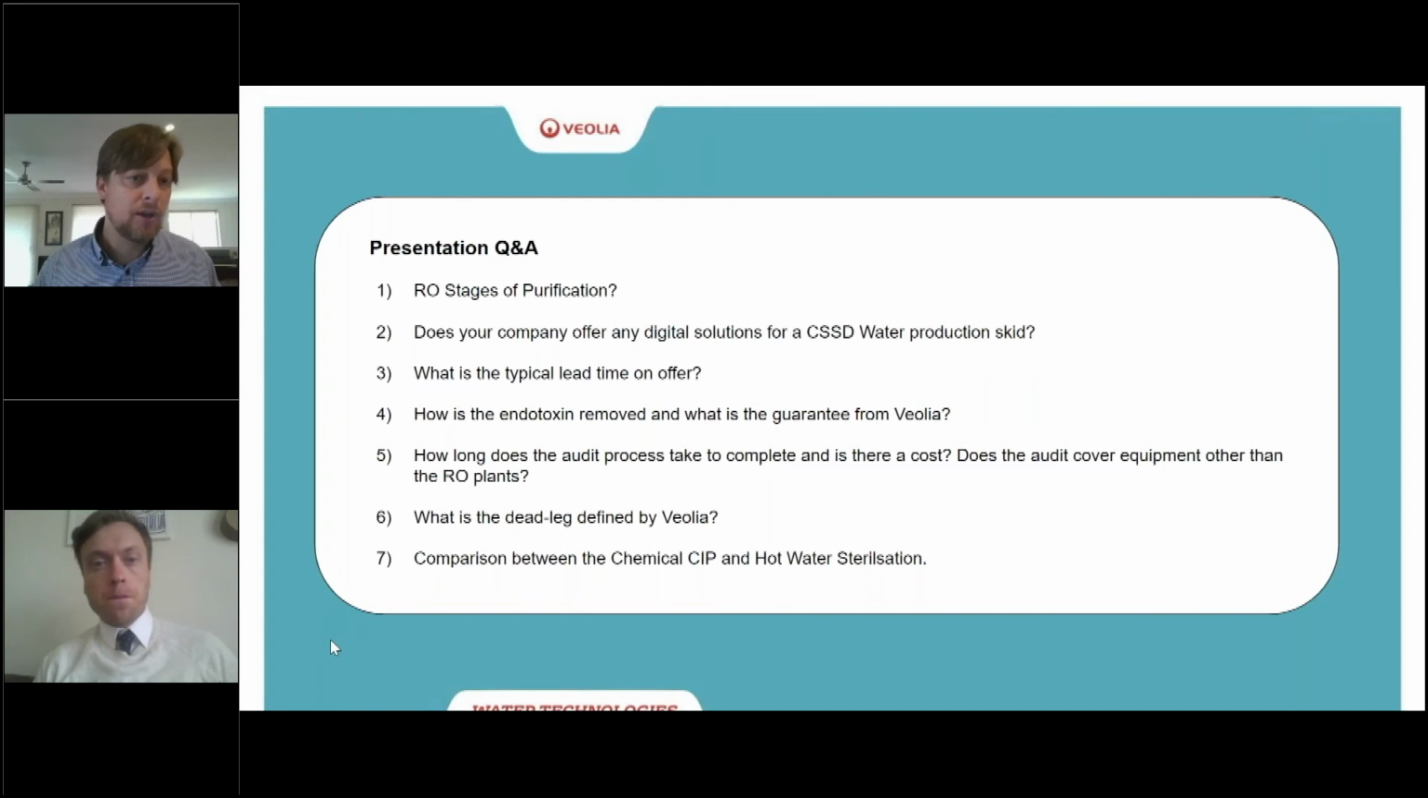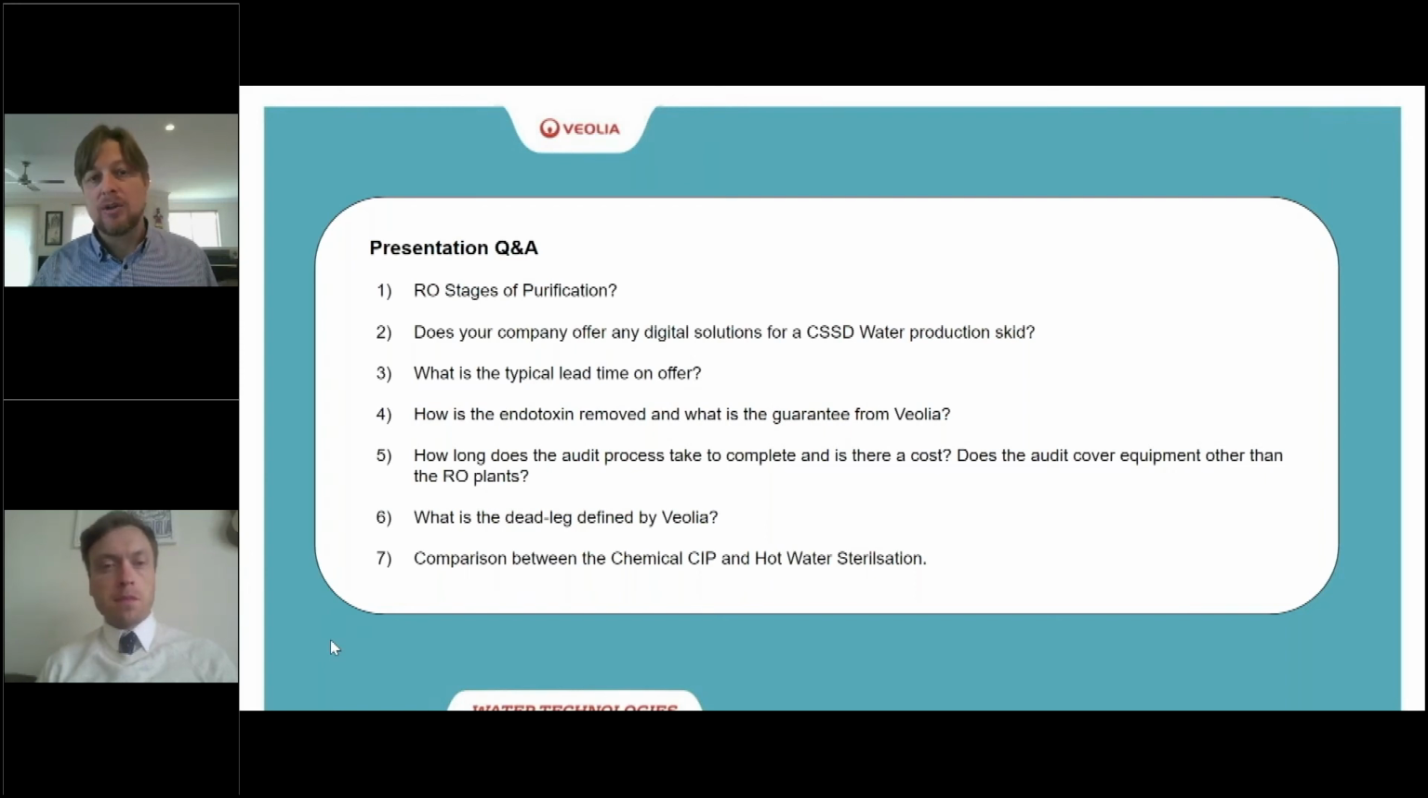It's doing the bulk of the work, but also the pre-treatment is assisting there, so that the softener is obviously removing your hardness minerals, your calcium, magnesium, iron, and manganese. Your carbon's removing chlorine and organics. Your sediment filters are removing sediments.